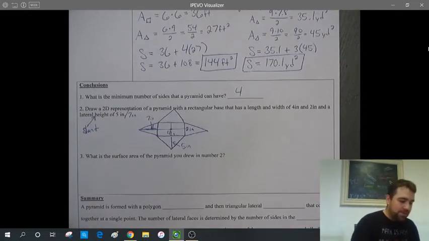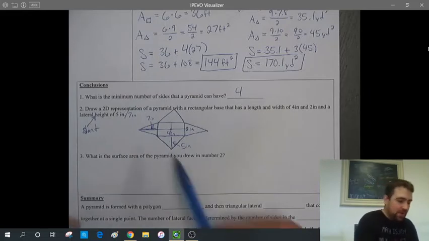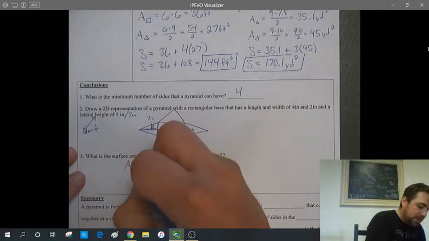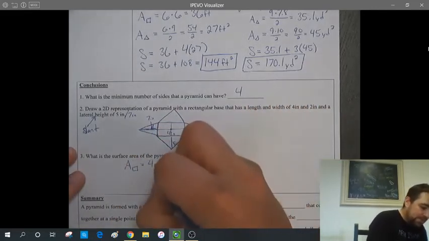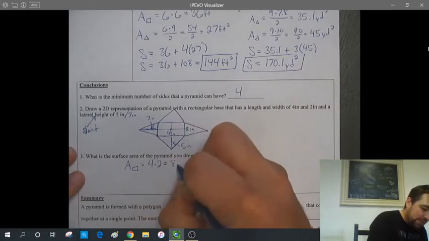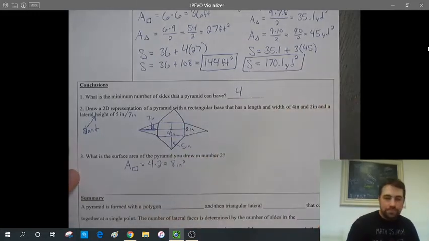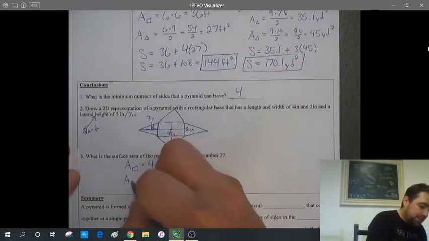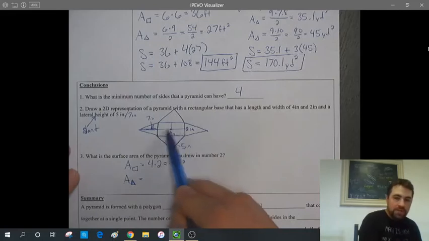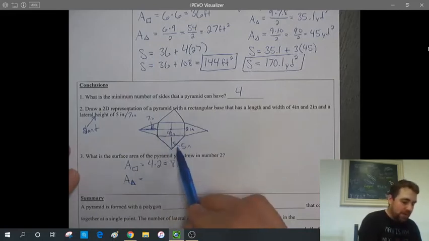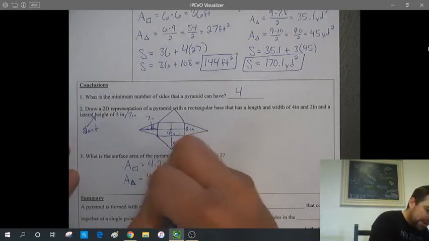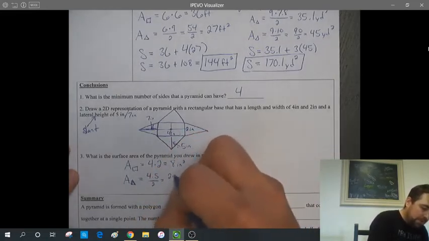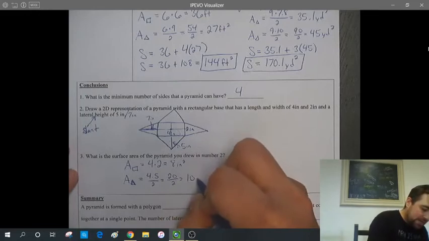So again, we have 5 sides total in this. We have our rectangular base. For the area of that, length times width, 4 times 2, which is going to give us 8 inches squared. Then we have 2 different types of triangles, so we have to make 2 different calculations this time. We can't just find the area of one triangle and multiply by 4. We're going to have to find each separate triangle. If I start with this triangle here, it's got a base of 4 and a height of 5. So 4 times 5 divided by 2, which would be 20 divided by 2, which gives us 10 inches squared.